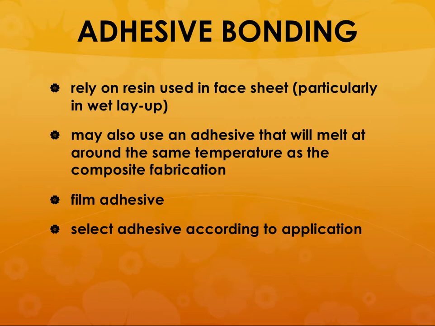If you are going to use a face sheet that is going to be cured at 250 F, you use an adhesive that melts at 250 F, or if you are doing the curing at 350, you use an adhesive that melts at around 350. It is a film adhesive, and you just place that and press the face sheets, which are separately made, and then you just cure it together.